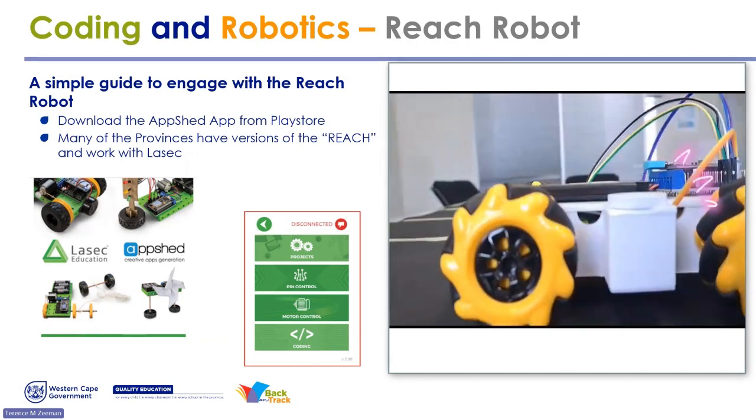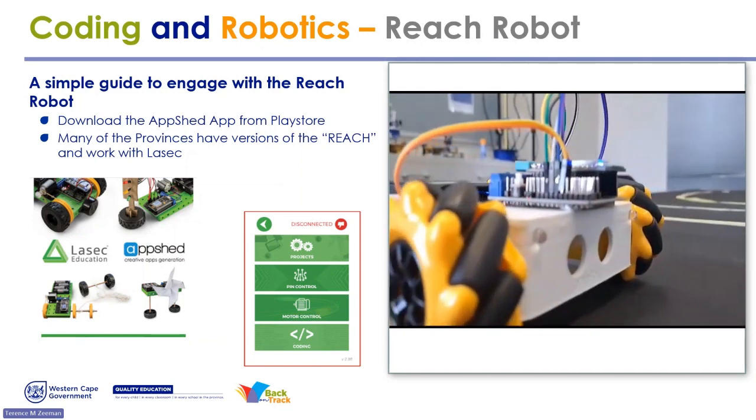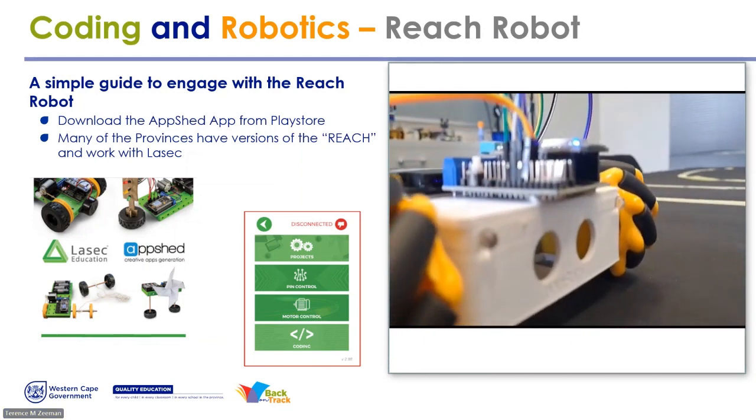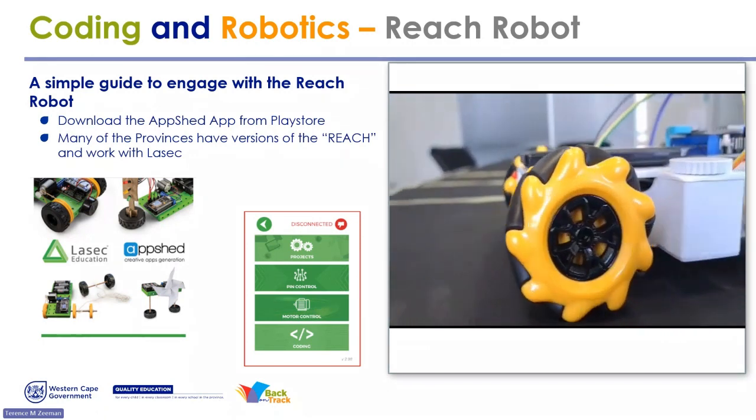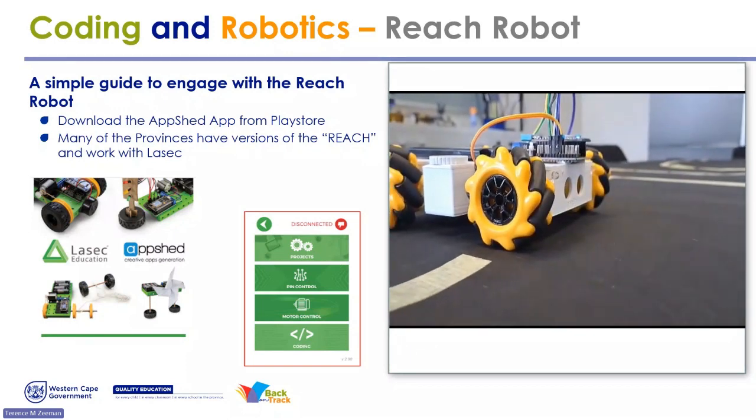And there it gives you an idea of the microprocessor that was earlier mentioned with regards to the firmware used to operate. Just on your left-hand side of that particular slide, I've given you an example of what the possibilities are. So you're basically going to have to go onto your Play Store and download, whether you're using your phone, the app itself, which is AppShed. And then what opens up now is the possibility of various projects and your pin control and motor control. And then, of course, it leads to the coding.